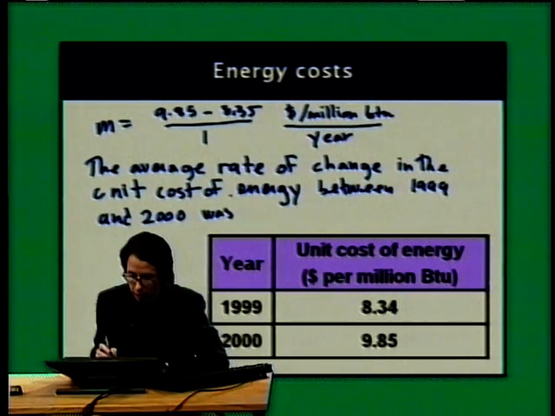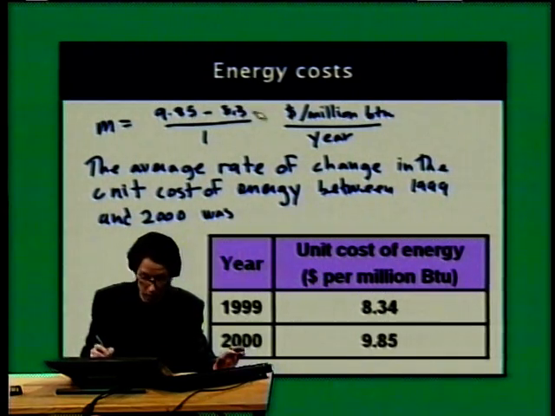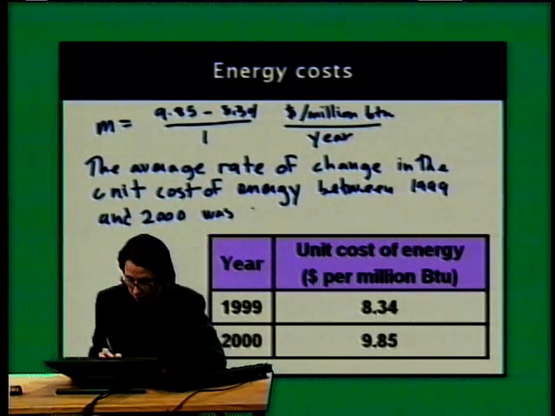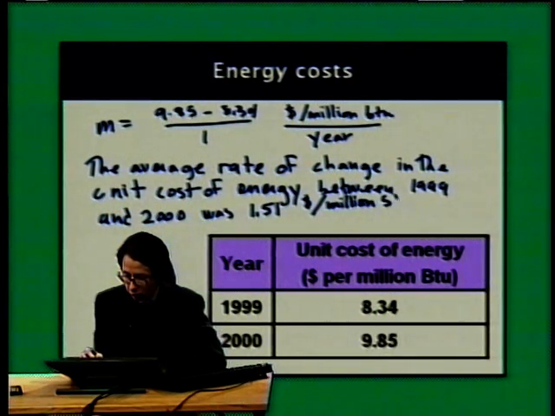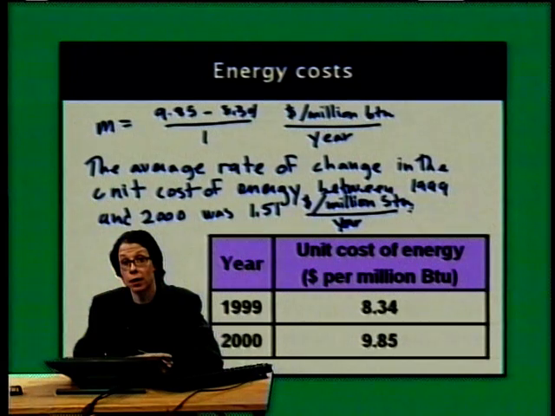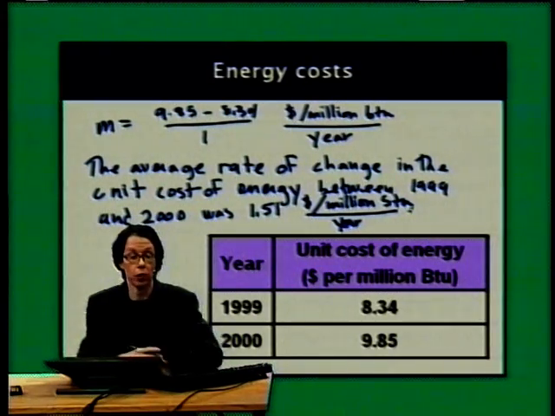was, and let's see, 985 minus 834, that is $1.51. So that's $1.51 per million BTU per year. So the data in our table was not linear, but we can still talk about average rate of change from one year to another. We're talking about slope.